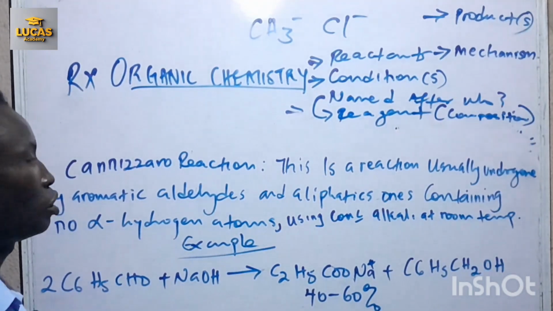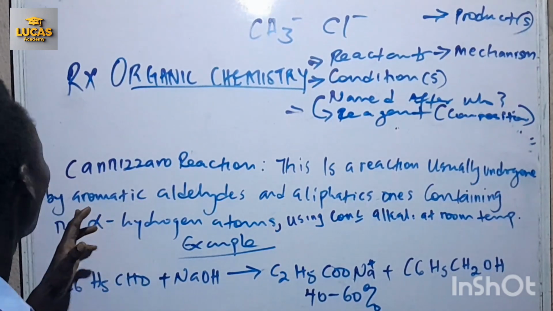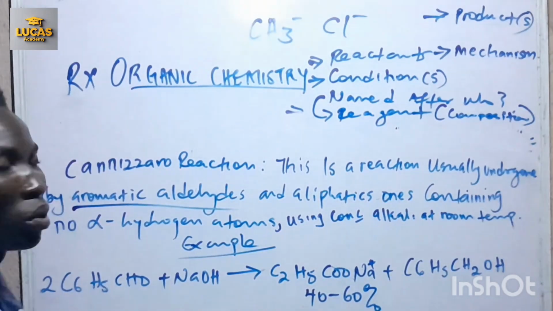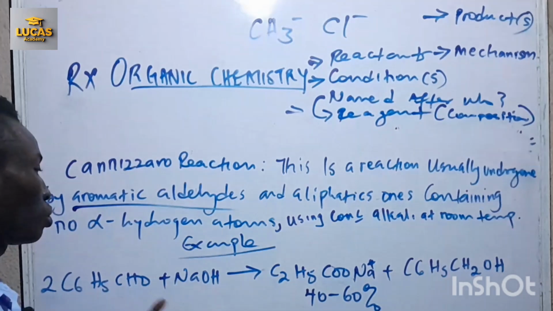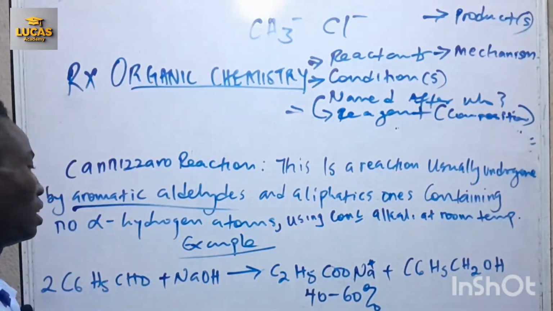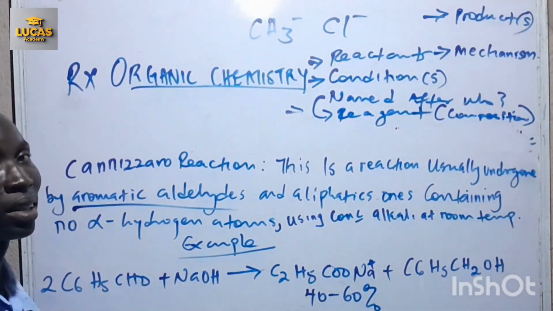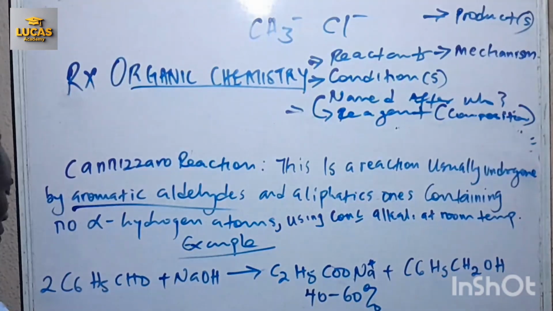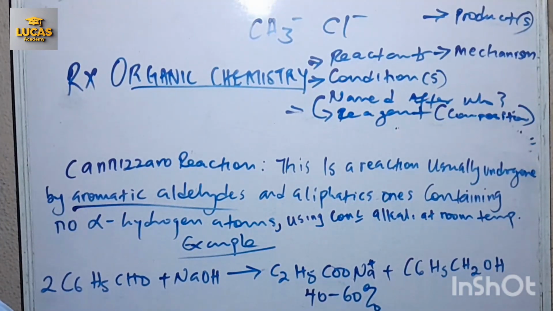This is a reaction usually undergone by what we call aromatic aldehydes. So there is what we call an aromatic aldehyde. I want you to take note of that. For example, we have what we call benzaldehyde. The structure for benzaldehyde is something like this: you have C here, then you have H in this place. This is what we call benzaldehyde.